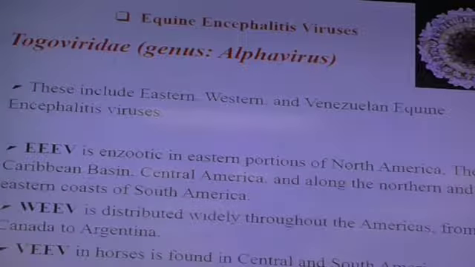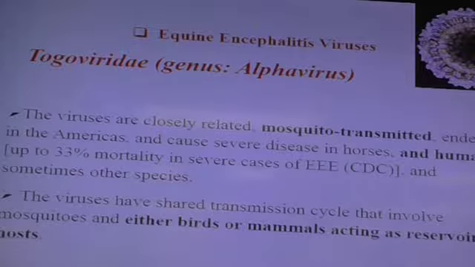in the Americas. For example, the Western is widely distributed through the Americas, from Canada to Argentina. Now, those diseases are important because of the severe lesions that they cause. They can cause disease not only in animals, in equine, but also in humans. Up to 33% mortality in severe cases of Eastern equine encephalitis. In fact, the other diseases cause up to 80 and 90% mortality in some cases.